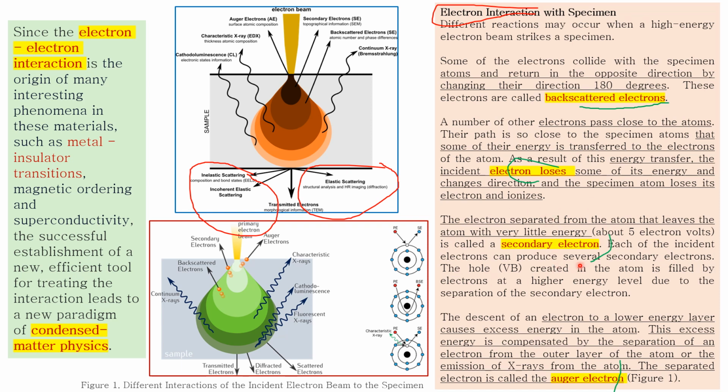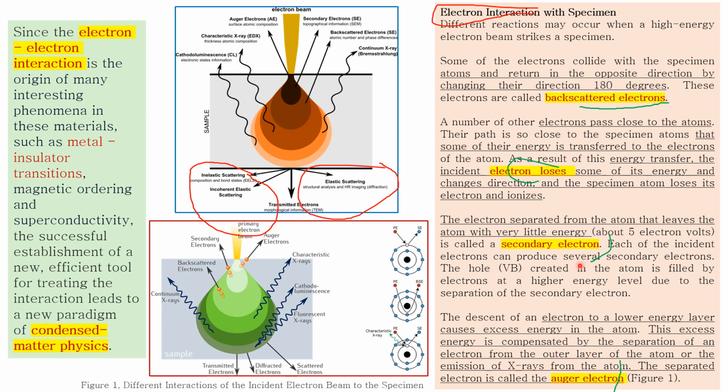So, secondary electrons are electrons separated from the atom. The electrons are separated from the atom and leave the atom with very little energy. Roughly, to understand, about 5 electron volts is called a secondary electron. It means electron separation: when separating from the atom, it leaves with some energy. That is called the secondary electrons.